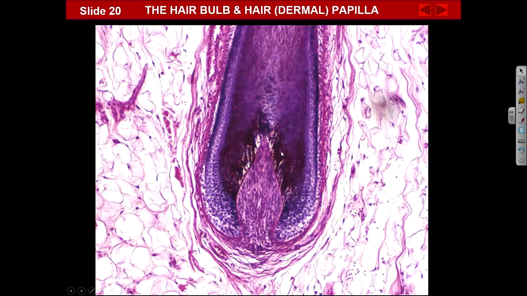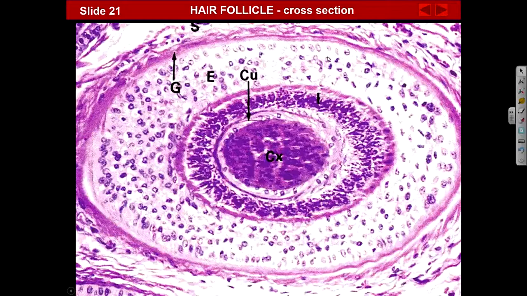High power view, we can see the dermal papilla, the shaft, the internal root sheath, the external root sheath. In cross-section, here's the shaft. It looks like it's all cortex. Can't see a medulla here. The internal root sheath, the external root sheath. Any questions?